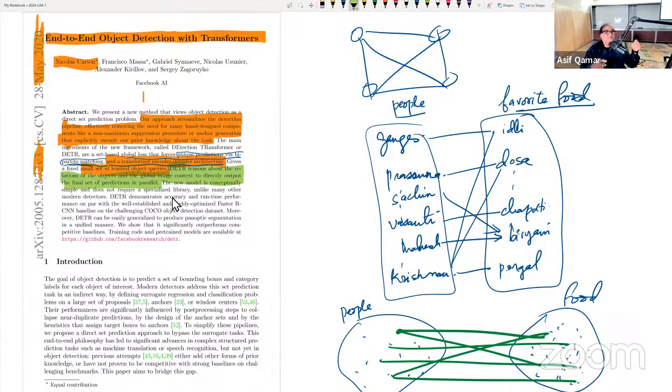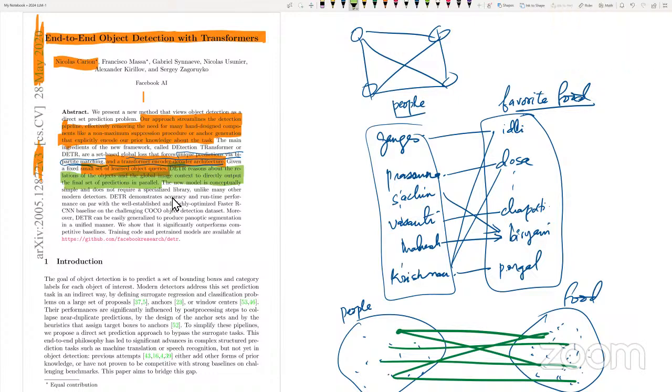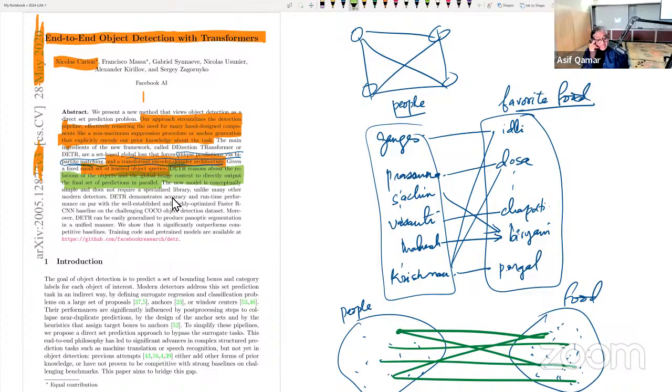Go ahead. You have a question? No. So the new model is conceptually simple and demonstrates accuracy and runtime performance on par with the well-established and highly optimized Faster R-CNN.